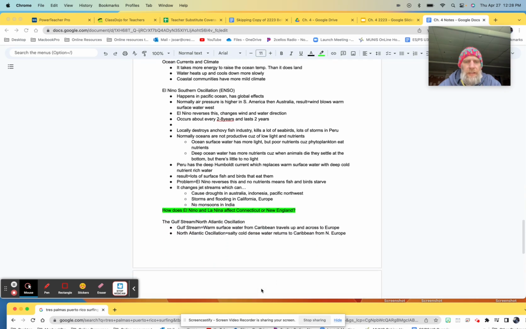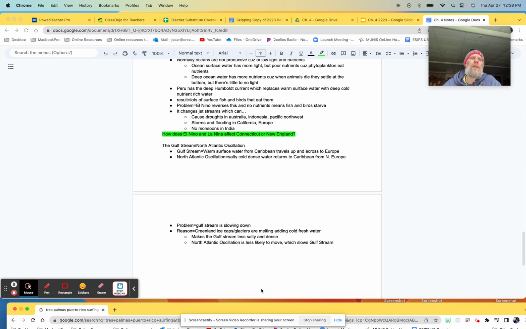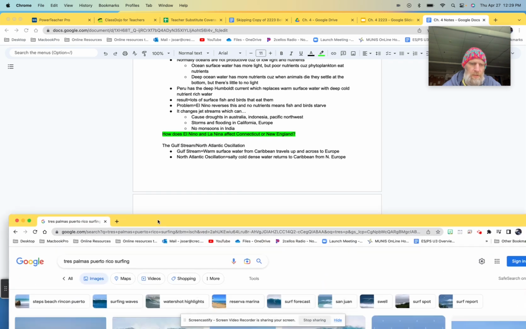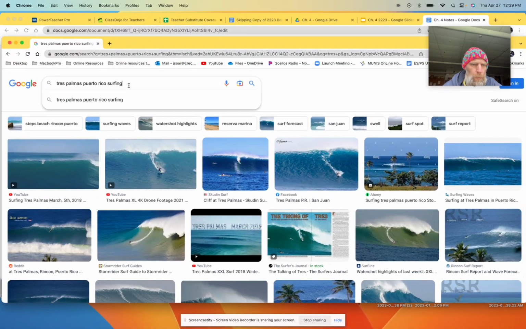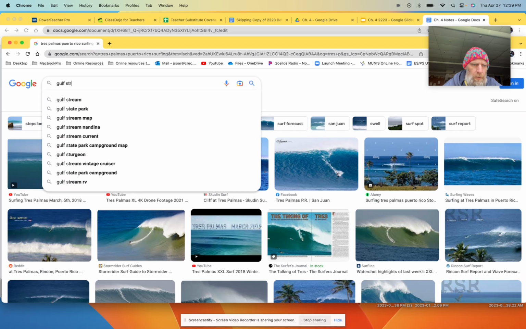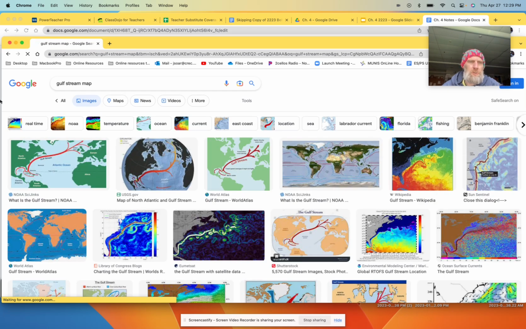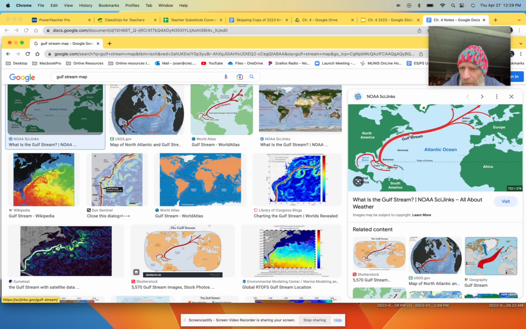The Gulf Stream, North Atlantic Oscillation. The Gulf Stream is the warm surface water from the Caribbean that travels up and across to Europe. Let's see if I can get a picture of this up here. I'm going to choose map because the Gulf Stream can also be a trailer you tow behind the car. So here's your Gulf Stream. You've got that warm water from the Caribbean and Gulf of Mexico, and then it brings it up this way and over to Europe.